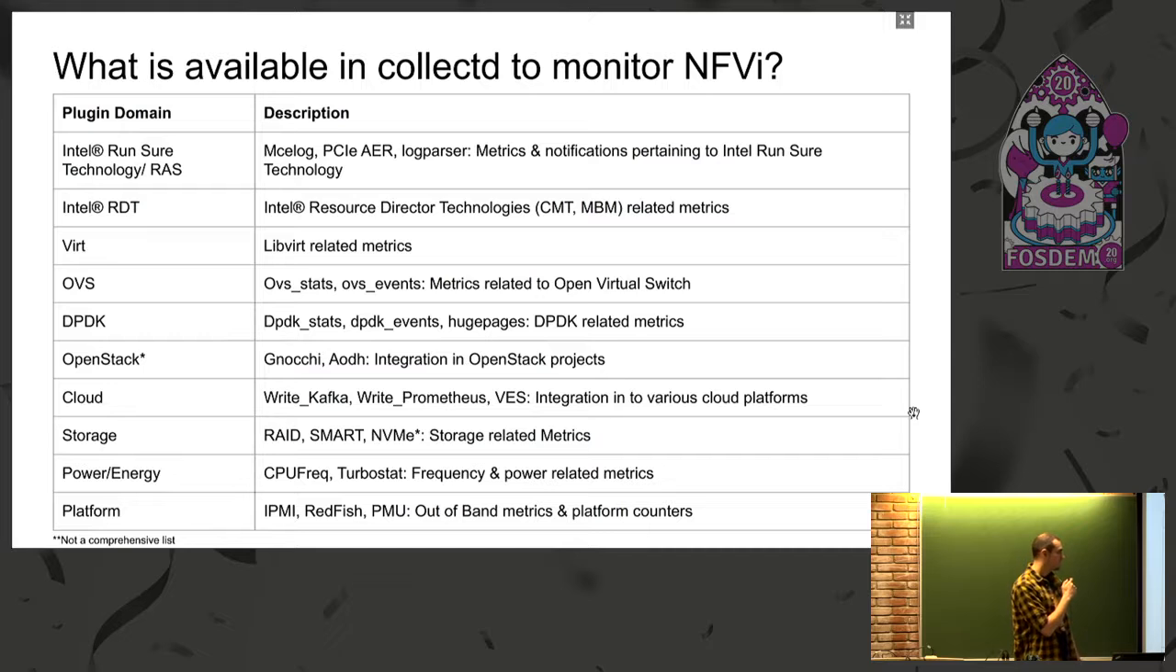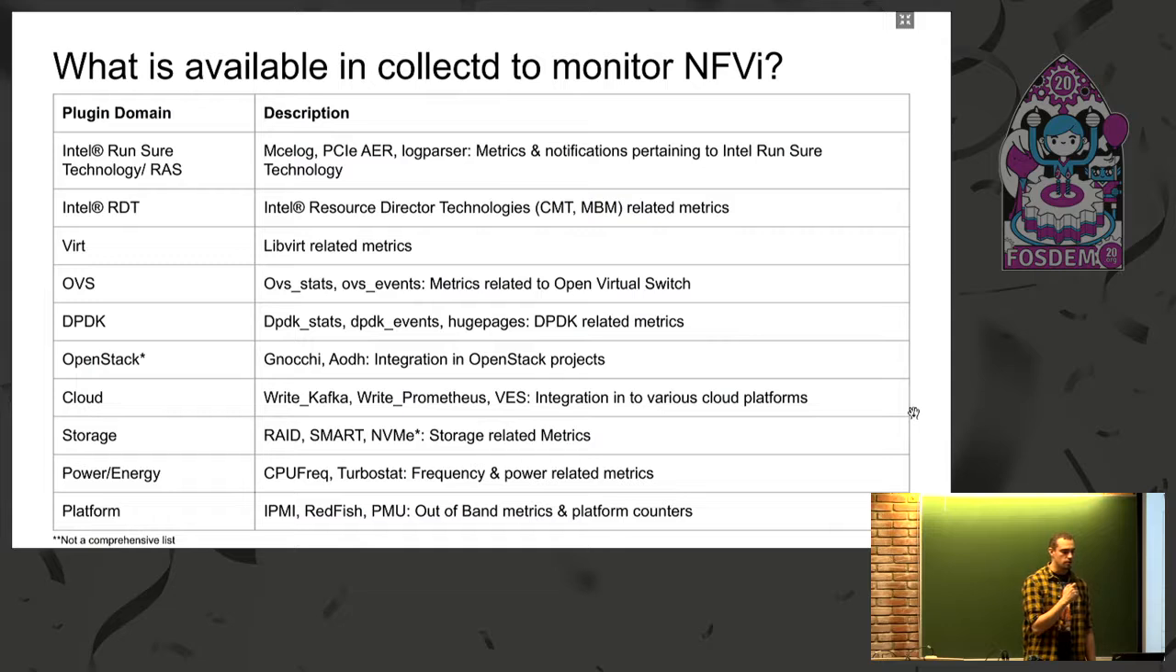The virt plugin provides you insights into the libvirt domains, so the compute, storage, or networking inside the VMs. There are integrations for OVS and DPDK that allow you to see what is happening on your network with some packet processing counters, including errors and any drop rates that are occurring there. There are Python-based plugins that allow you to write this telemetry to OpenStack for consumption. You can also push this data to Kafka, to AMQP, to Prometheus, or, for example, to the VNF event stream, which is a project in ONAP.